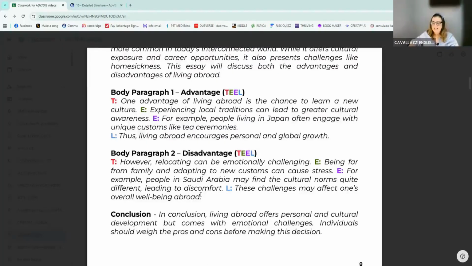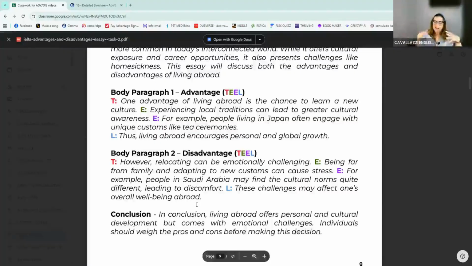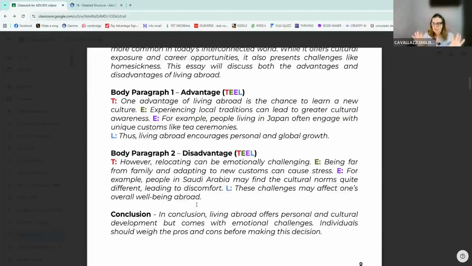See? Then lastly, there's the tell link. The tell, which I don't want you to forget. The TL, this challenge may affect one's overall well-being abroad. It may affect, this is very simple. It's a band 6 or 7. Band 6 or 7. Simple vocabulary.